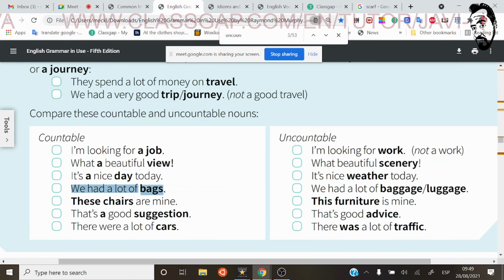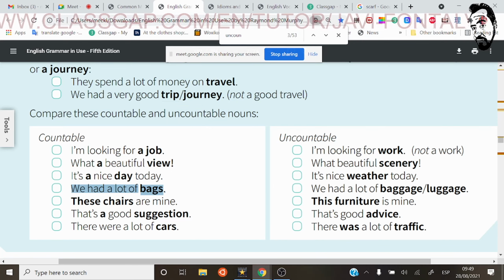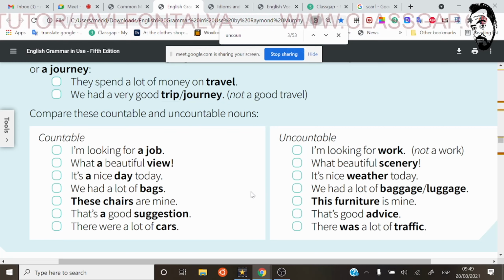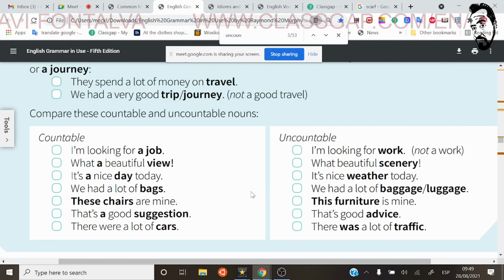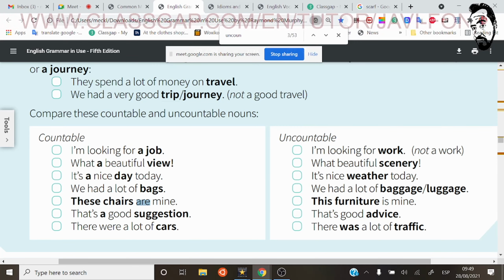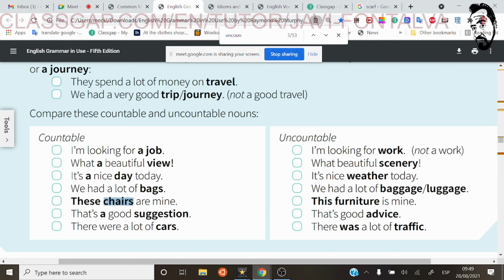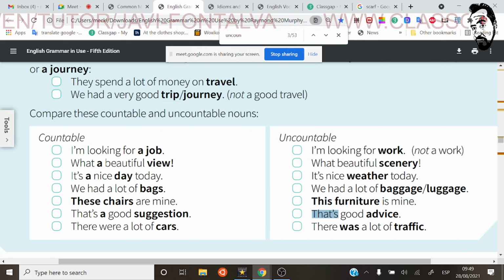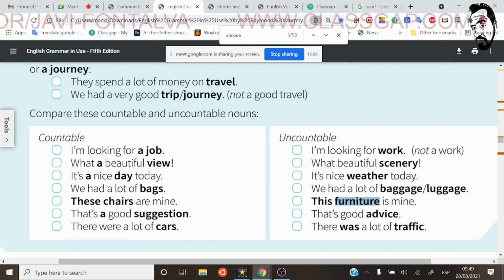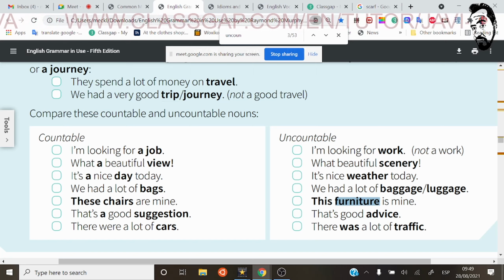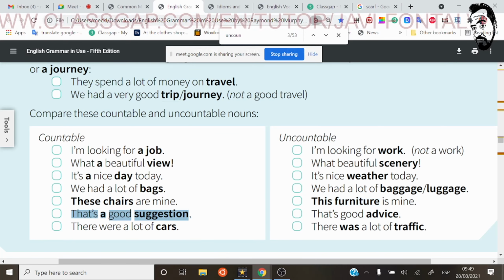Okay, next one. I had a lot of bags. Next one. We had a lot of baggages. So baggage or luggage? When you say baggage and luggage, you're talking in general. Next one. These chairs are mine. Okay. Chair. Next one. These furniture is mine. Notice when we say furniture, again, we're talking in general. We talk about tables, chairs, couches, in general.